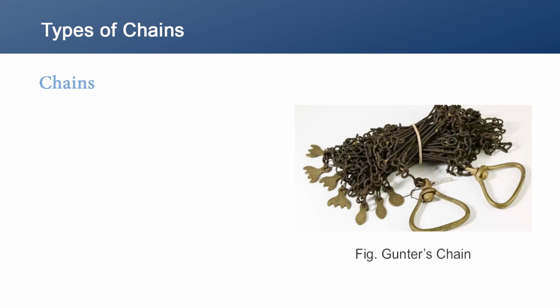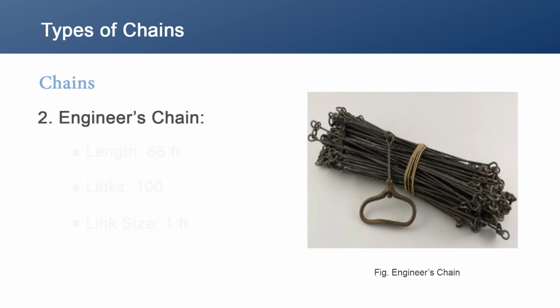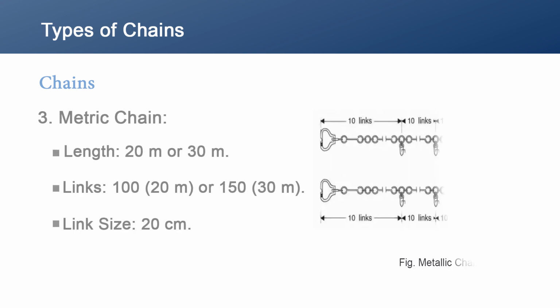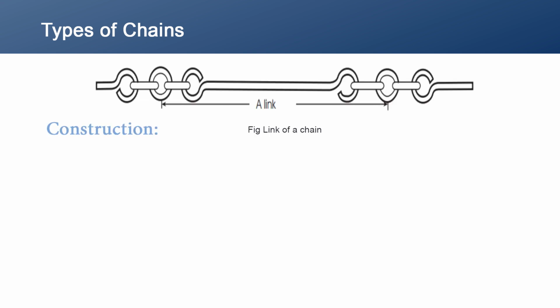Chains are a pretty essential tool and there are a few types you will come across. First is the Gunter's chain. This one is 66 feet long with 100 links, each link measuring 0.66 feet. Next is the engineer's chain. This is a bit longer, about 100 feet, and also divided into 100 links with each link being 1 foot. Then is the metric chain. These come in 20 or 30 meter lengths and are divided into 100 or 150 links, and each link here measures 20 centimeter. Now let us look into the metric chain a bit more.